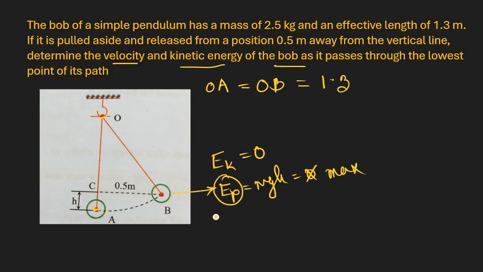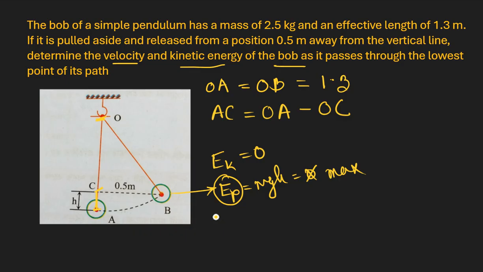Now, what do we have to calculate? We have to calculate the H, right? So this H we need to calculate. Indeed, what do we have to do? So H means AC, right? So AC is equal to nothing but OA minus OC. So up to this point is OC.